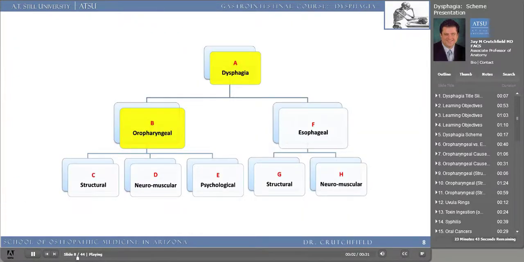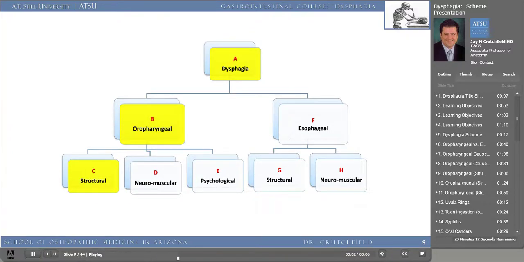So here we see the first branch point of the scheme. Note A tells us the patient's presenting with difficulty swallowing, and then we need to figure out whether it's oropharyngeal or esophageal. Once we've taken a history and physical exam, and that's pointed us to a possible oropharyngeal cause, we then need to determine whether it's structural, neuromuscular, or psychological. And from further on in this discussion, we'll learn that it isn't quite so clear-cut as what the scheme shows.